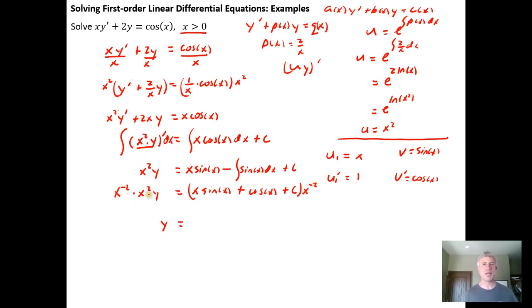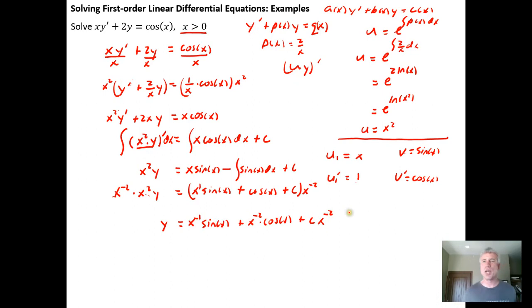So x to the negative 2 times x squared is just 1. Remember, multiply same like bases, we add the exponents, so negative 2 plus 2 is 0. x to the 0 for x greater than 0 is 1. And then I can distribute the x to the negative 2 into the parentheses. So x to the first times x to the negative 2 will be x to the negative first power times the sine of x plus x to the negative second power times the cosine of x plus c times x to the negative second power right there.